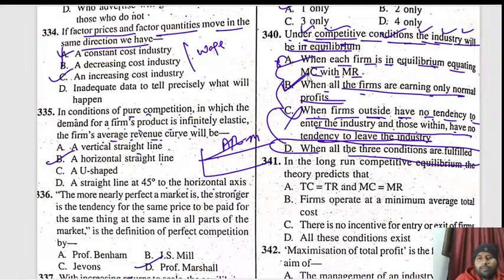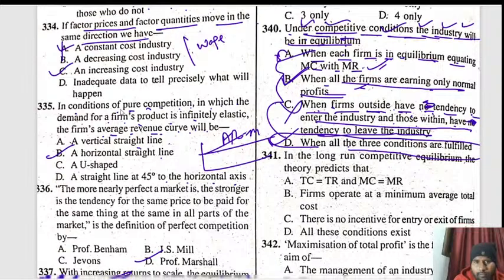This is the thing. The firm should be earning normal profit, and each firm is equating MR equals MC. So these are the conditions. I'm not denying, but this third one should be vice versa, meaning firms should have a tendency to enter the industry and a tendency to leave the industry. So therefore option D will be correct. Moving on to the next question.